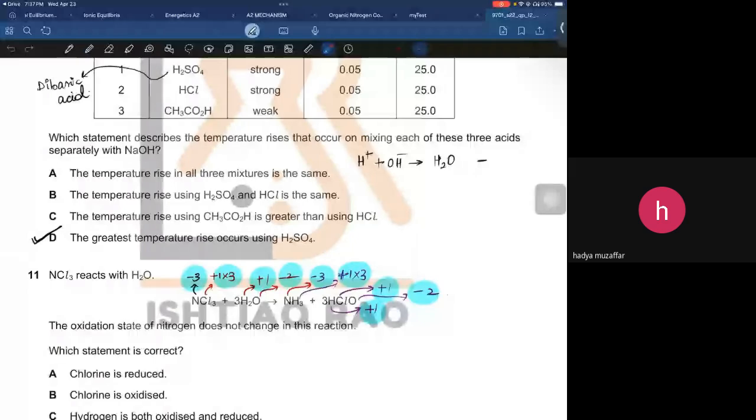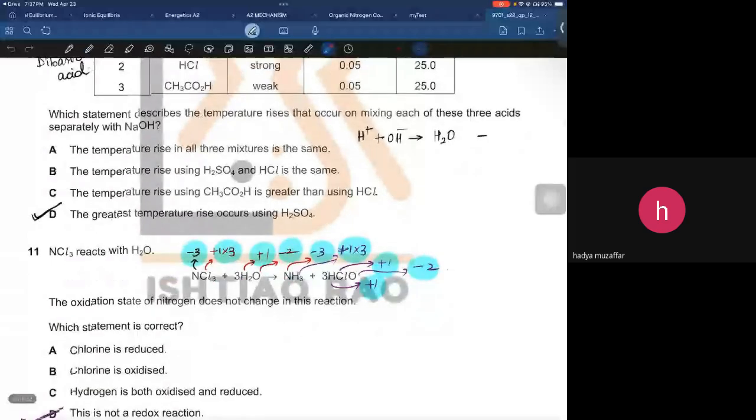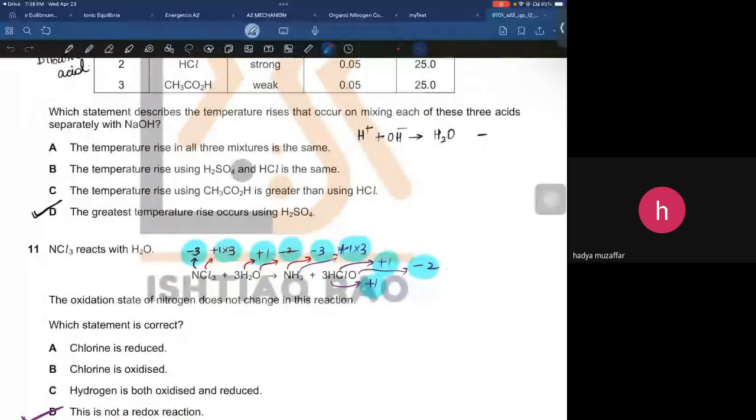So you need to understand the basics of acid-base reactions, which is dibasic, which is monobasic, which is polybasic, like H3PO4 has the ability to donate three protons. So you must know these things to solve these types of questions.